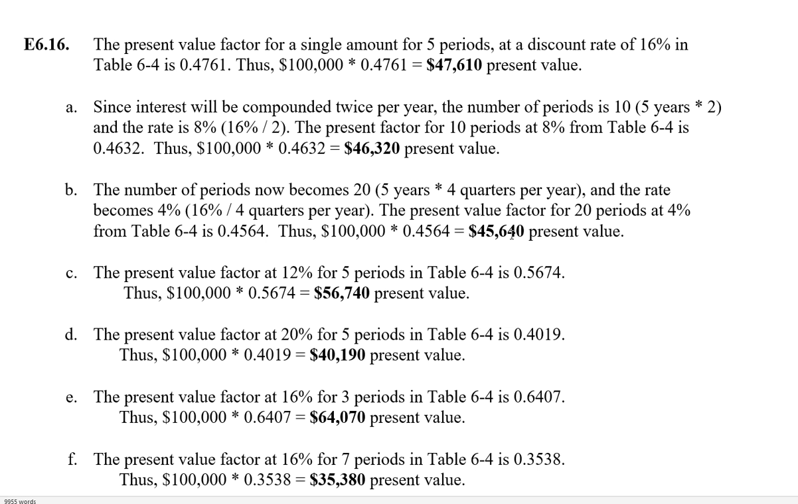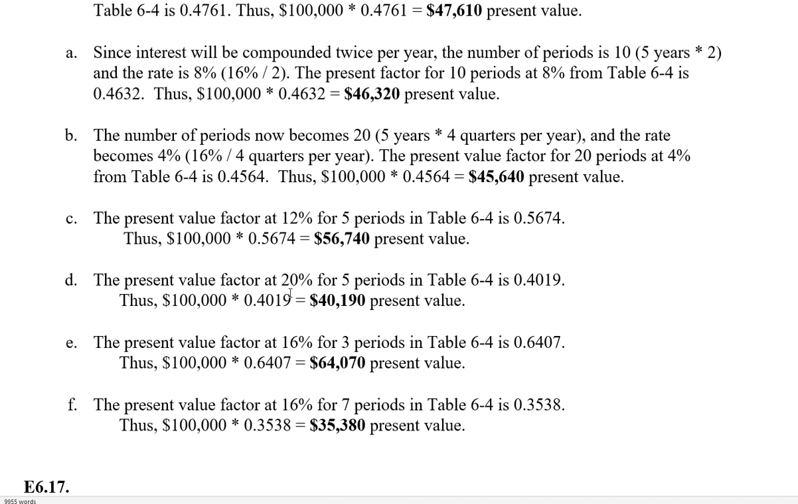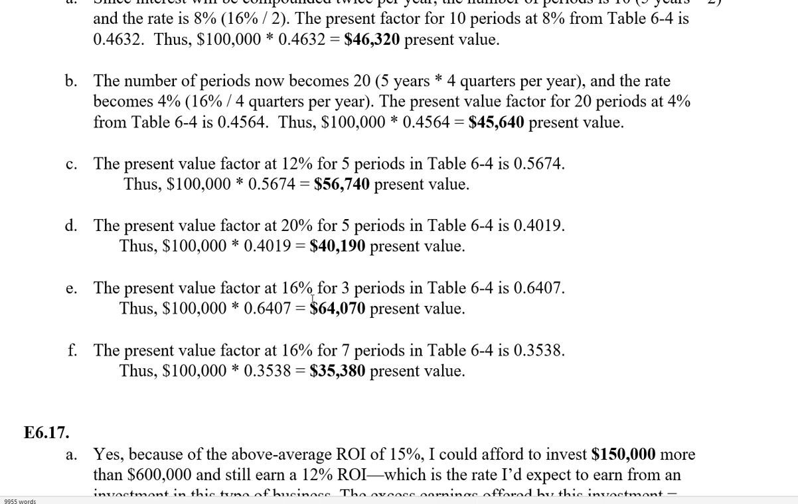In C and D, the interest rate just changes. The periods of time stay the same. They're still annual rates, and you're getting the present value for those. In E and in F, they're keeping the 16% rate the same, but they're changing the periods on you. So you're looking up a different factor for each one of those and getting a present value based on a different scenario.